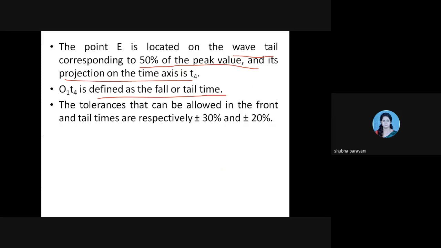Now here are the tolerances which are permitted according to the standards. For the wavefront it is plus or minus 30%. Wavefront time was what? 1.2 microseconds. Plus or minus 30% in the wavefront is permissible. However, 20% is permissible in wave tail time, which is 50 microseconds. Up till here was it understood?